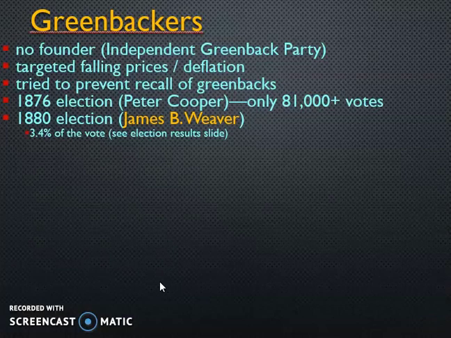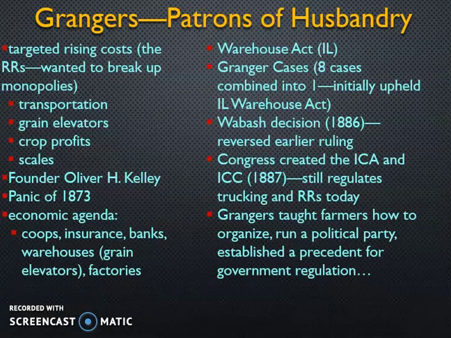So these groups have different names, everything, but they have a lot of the same agenda politically. So Greenbackers kind of disappear once the Greenbacks are gone. So they're replaced by the Grangers, also called the Patrons of Husbandry. They're going to target that second issue, rising costs. So they want the railroads broken up.